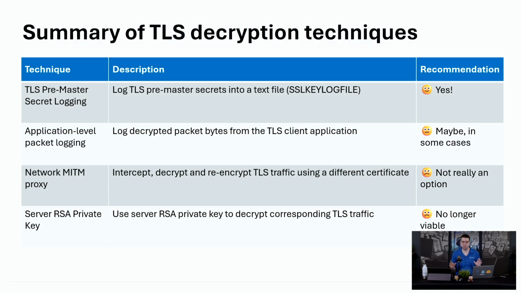So just to summarize, the technique we're going to use is TLS pre-master secret logging. To do it in Windows, we have to extract those pre-master secrets from the LSA, or LSASS if you're more familiar with the process itself. We're not going to cover application-level packet logging, but just know that it may exist. Network man-in-the-middle proxying: I know there's PyRDP that exists, but it's for a very different use case. It's not really something we're going to go with. I would write it off. It's not really an option for us if you just want to inspect what's going on. And then forget about the server RSA private key. If you read about it, it's old auditor material. Don't even try to use it.